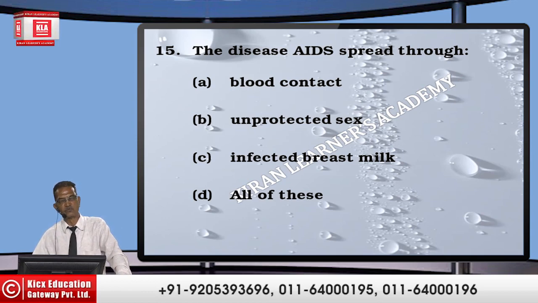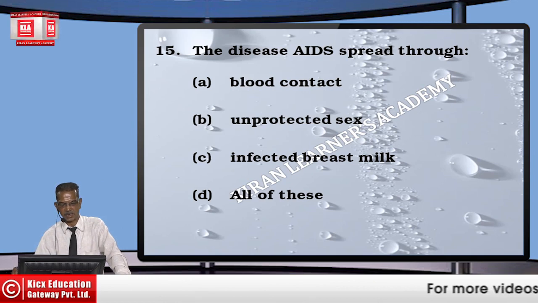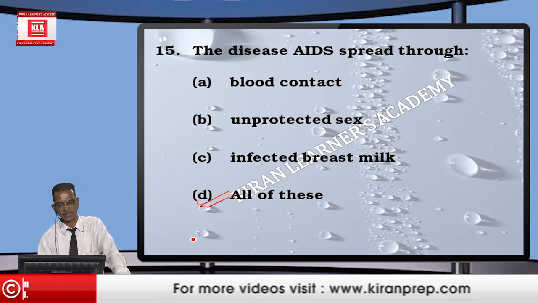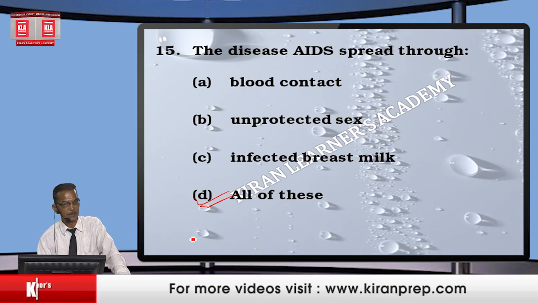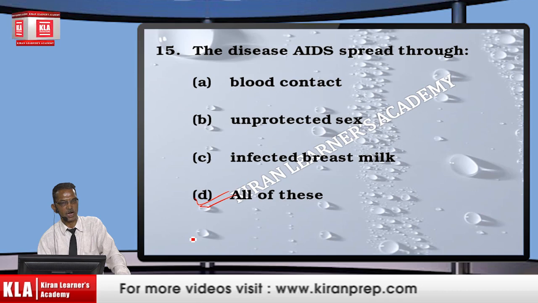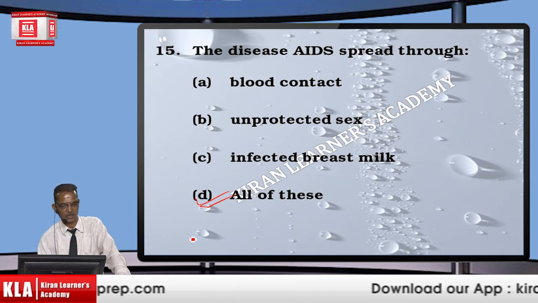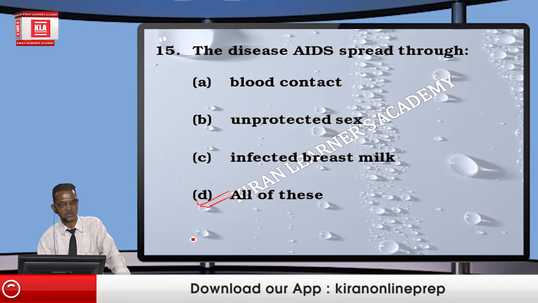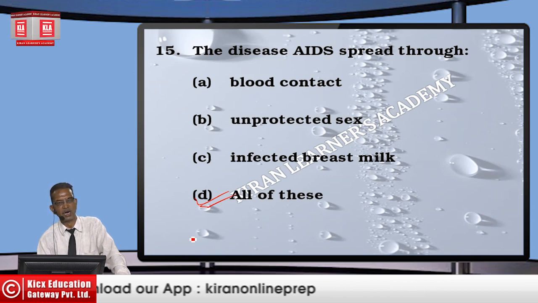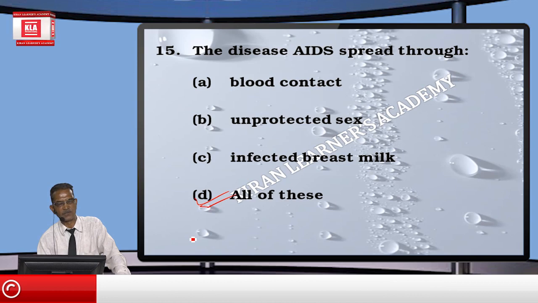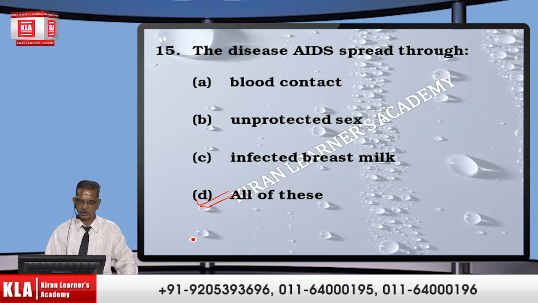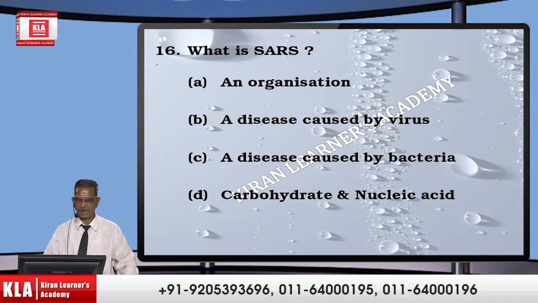Now, or all three are correct? Yes, D is the correct option, because a healthy person can suffer from AIDS if he shares pointed or sharp objects like needles, razors, etc., through unprotected sex, and when the infected mother feeds the child, then there are chances of transmission of HIV from infected mother to the child. So all three options are correct. Next.